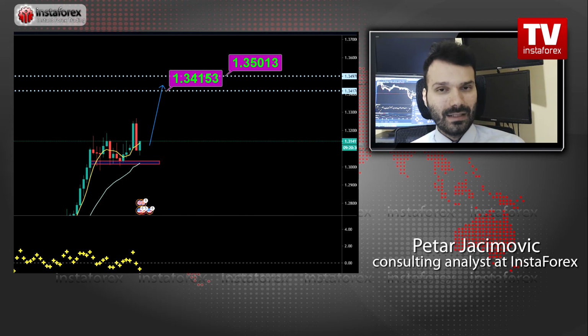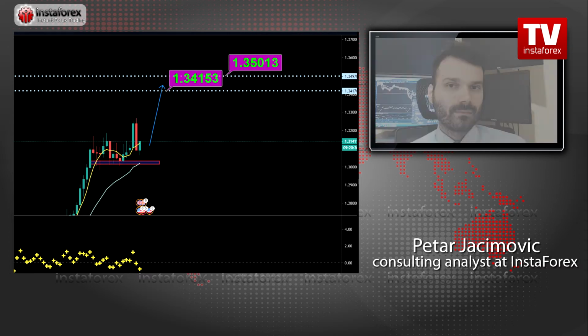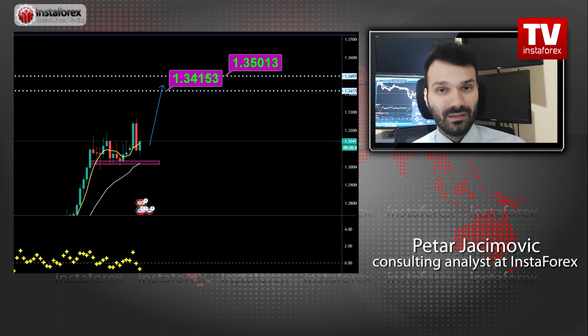Both targets are based on the previous price action on the weekly time frame, and so I see this as a still positive move to the upside, and I expect further upside on the British pound versus US dollar.